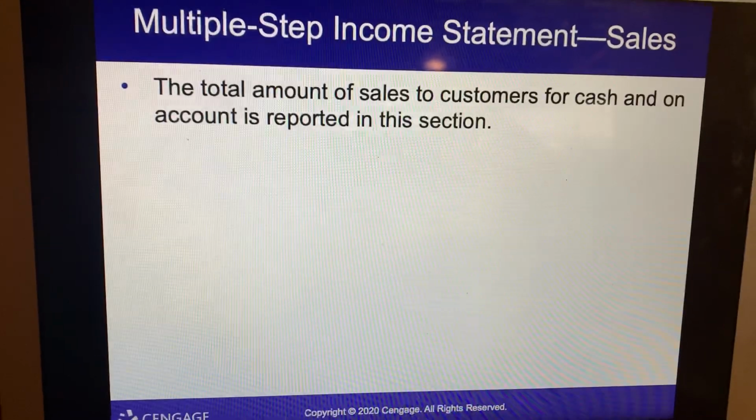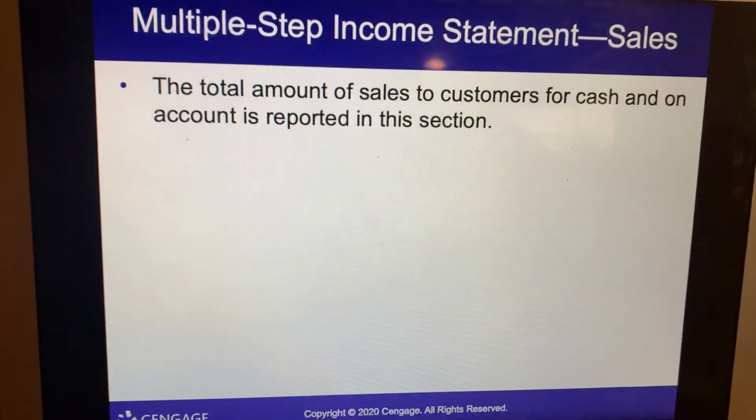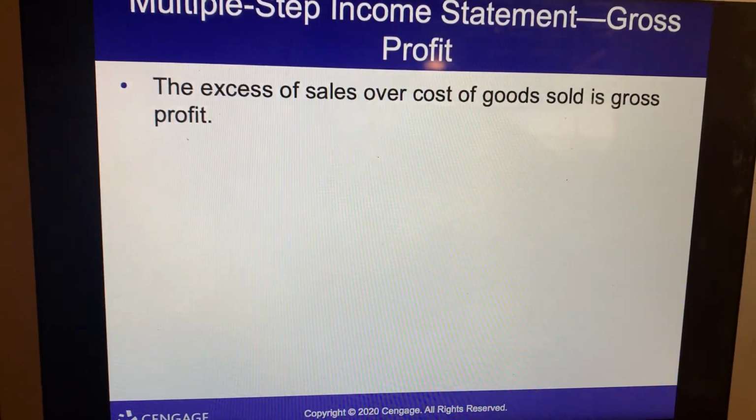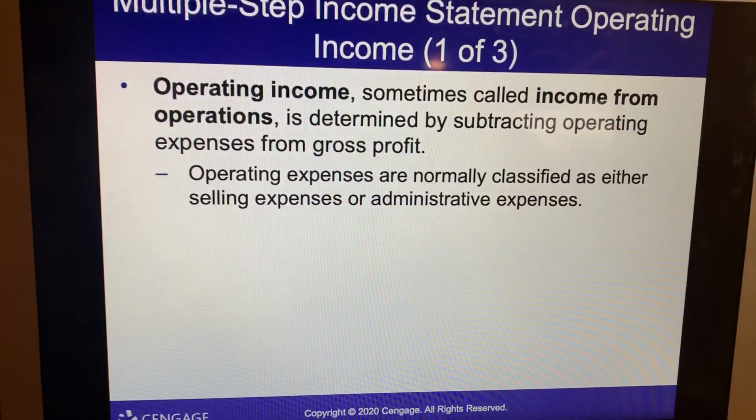Total amount of sales to customers for cash and on account is reported in this section. So the amount of cost of goods sold to customers is reported in this section. Cost of goods sold may also be reported as cost of merchandise sold or cost of sales. The excess of sales over cost of goods sold is gross profit.